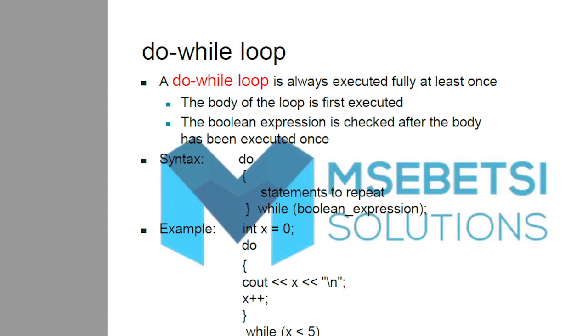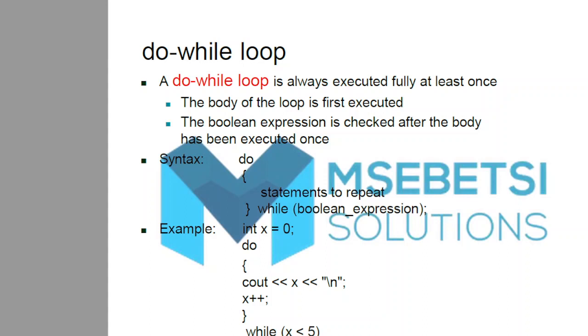So then we go to another loop, which is called a do while. It's not a while, it's a do while. So you execute this while this condition is true or false. This one, however, will execute the full code at least once. The body of the loop is first executed. The Boolean expression is checked after the body has been executed once.